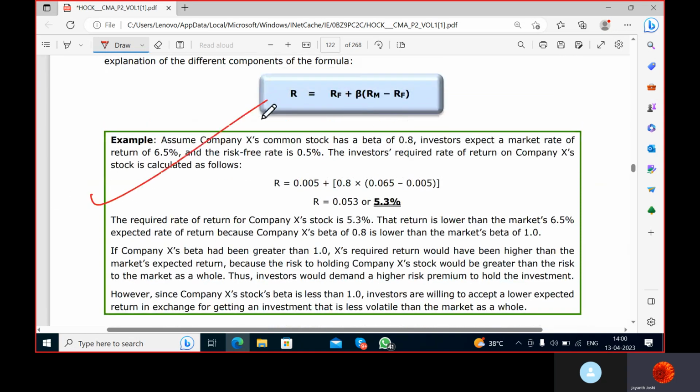You can do this question right now. Return 0.8, expected rate of return 6.5, and the risk-free rate is 0.05, beta is given as 0.8.